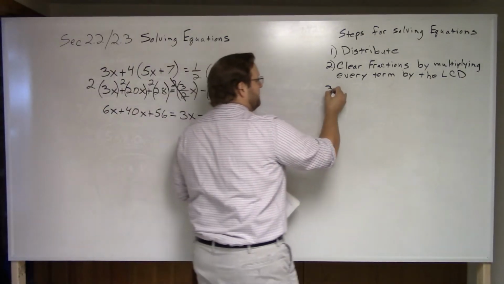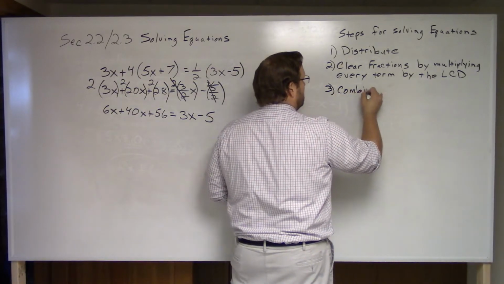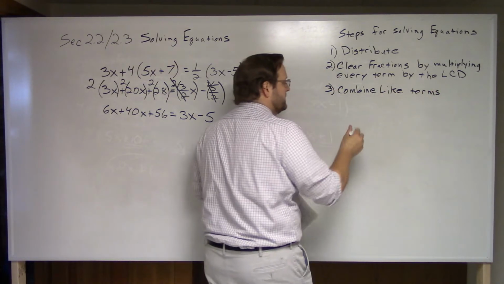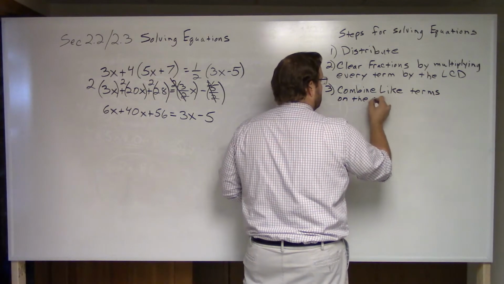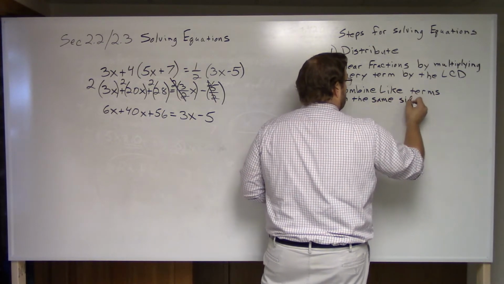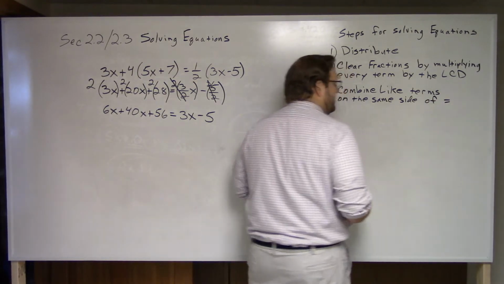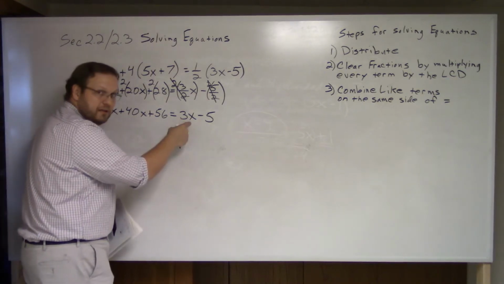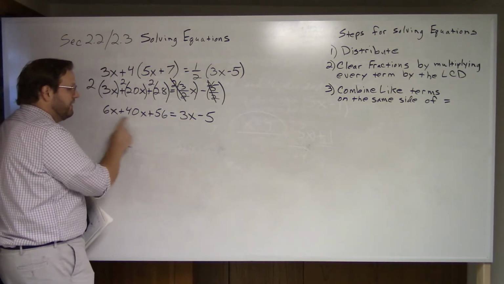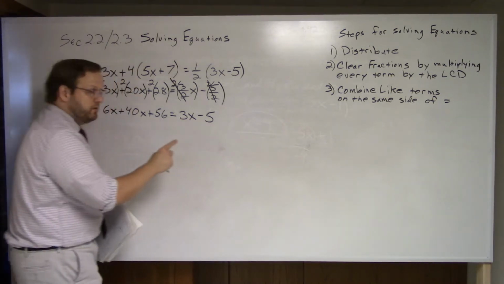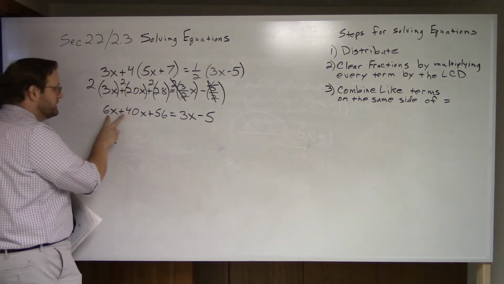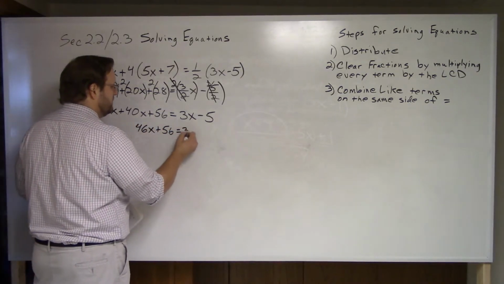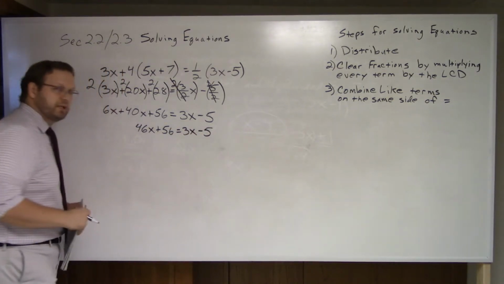And we do that by combine like terms. And I'm going to add a little bit to this. Combine like terms on the same side of that equal sign. Now what I mean by that is I'm not concerned about combining this, this, and this. I just want to combine terms on the left, combine terms on the right. Okay? So simply add 6 plus 40 is 46x plus 56, and then 3x minus 5.